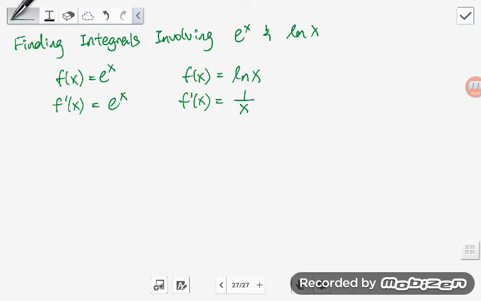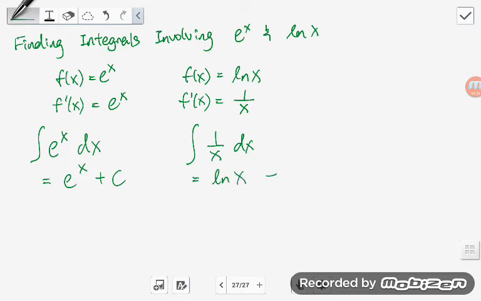So let me put down the rules. If I'm trying to find the indefinite integral of e^x with respect to x, what I get is itself plus c. And similarly, if I integrate 1 over x with respect to x, I will get ln x plus c. What we are doing here is going in the opposite direction, finding the antiderivative or the integral.